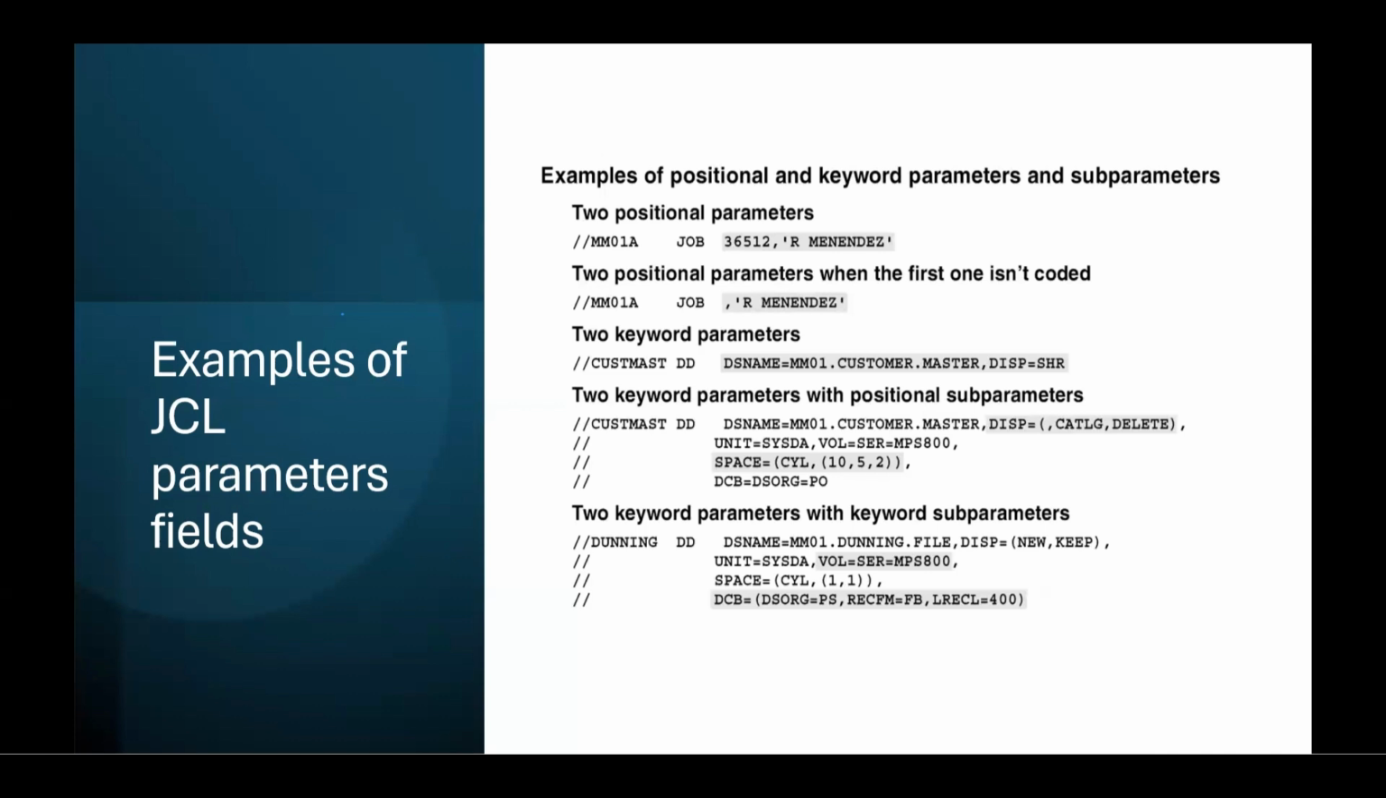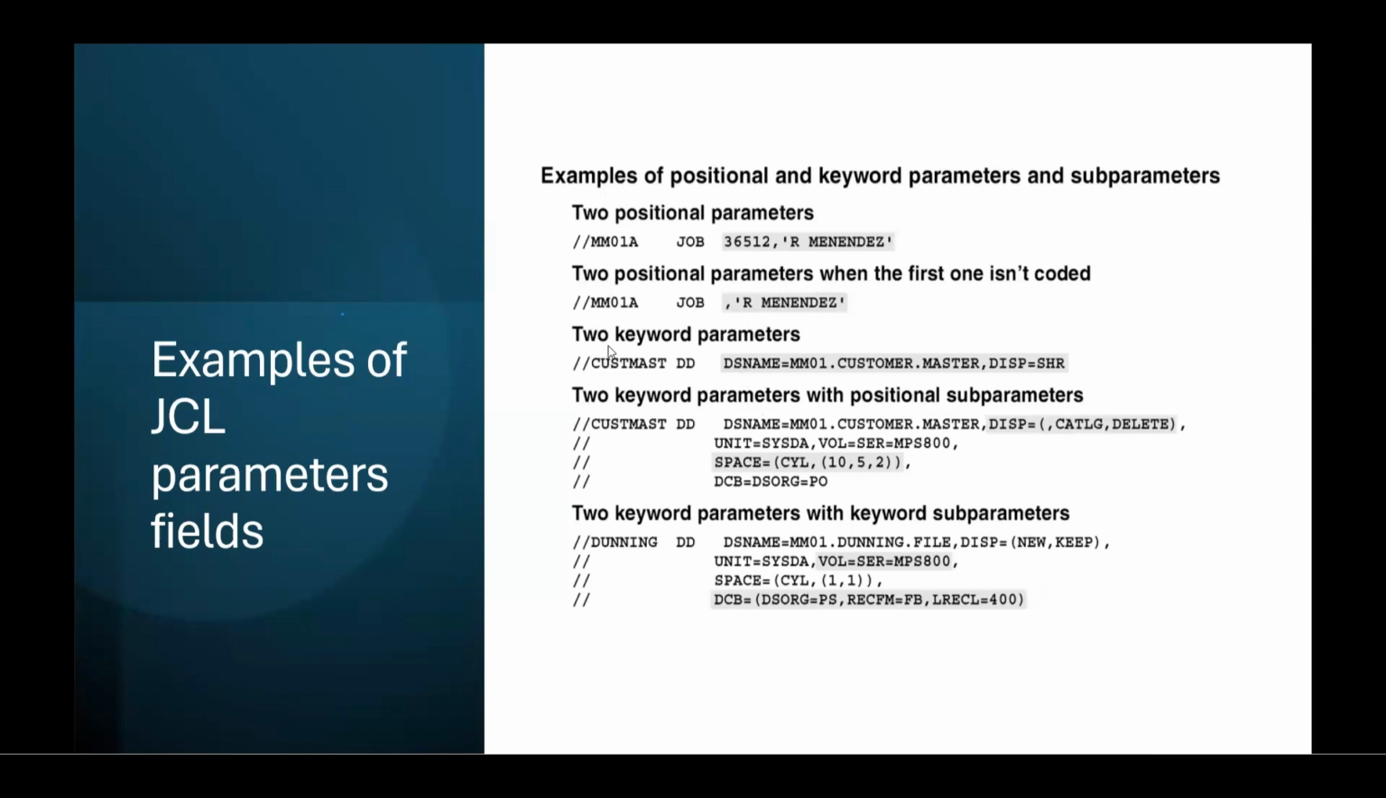And after that, we have another parameter, which is the keyword parameter. In the DD statement, you will have the keyword parameter. For example, here we have two keyword parameters. One is the DSN name, and we have some file, and we have DISP, which is another keyword parameter. And these are examples of keyword parameters with positional sub parameters. So here we have two keyword parameters, and under that we have some positional sub parameters.